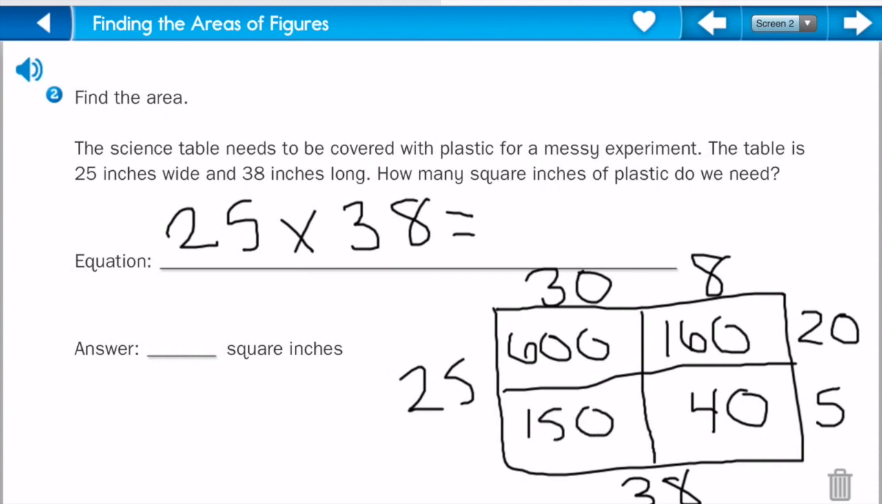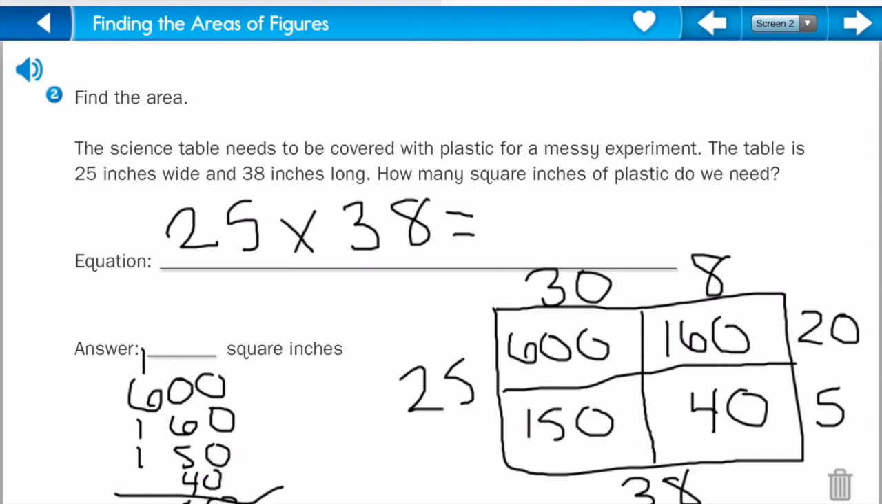Now I just have to add these up. So 600 plus 60 plus 150 plus 40. 0. 6 plus 5 is 11. 1 plus 4 is 5. 1 plus 6 is 7, 8, 9. So my answer is 950.